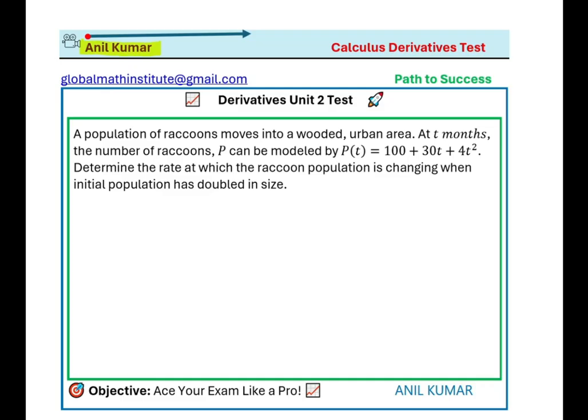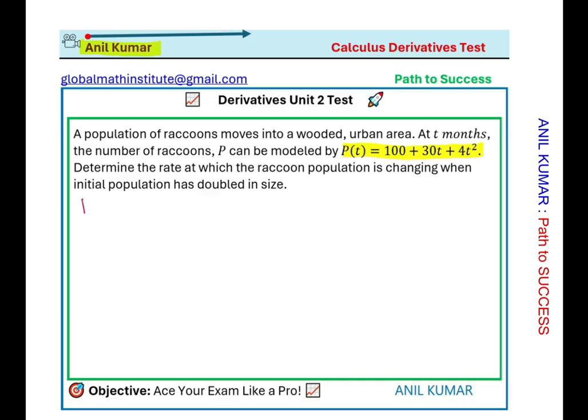Now here is the question, application of derivatives. A population of raccoons moves into a wooded urban area. At t months, the number of raccoons p can be modeled by p of t equals 100 plus 30t plus 4t square. Determine the rate at which the raccoon population is changing when the initial population has doubled in size. Brilliant question. Let's see how we work on that.